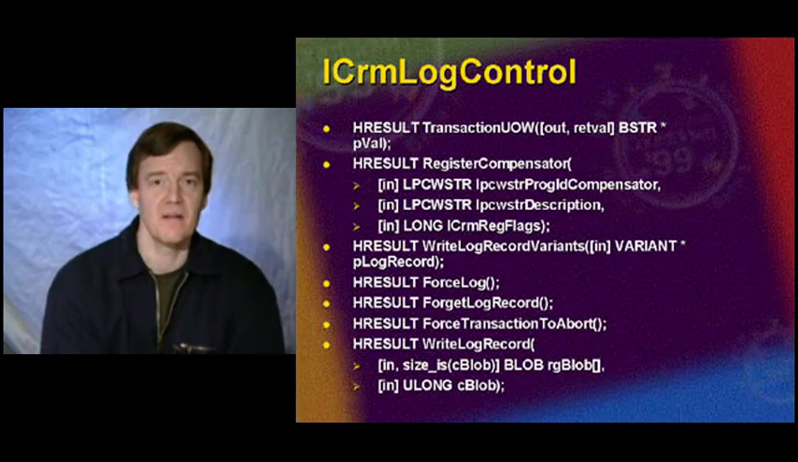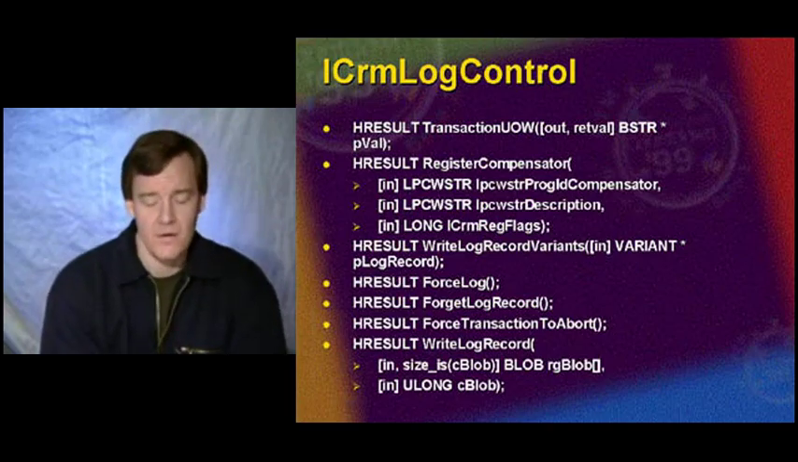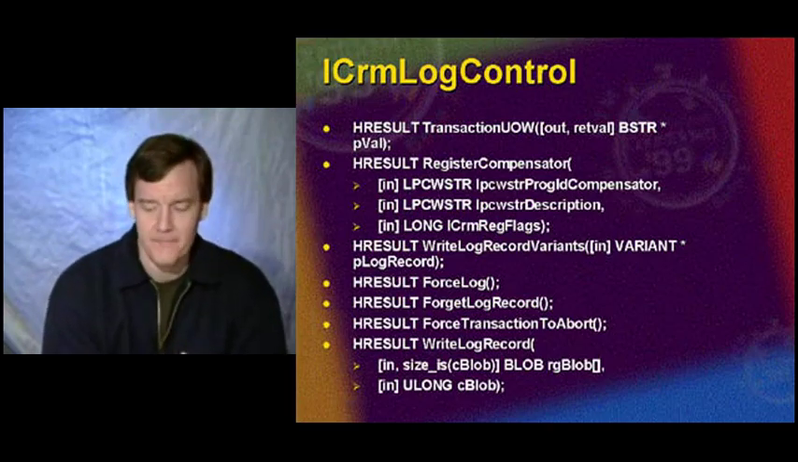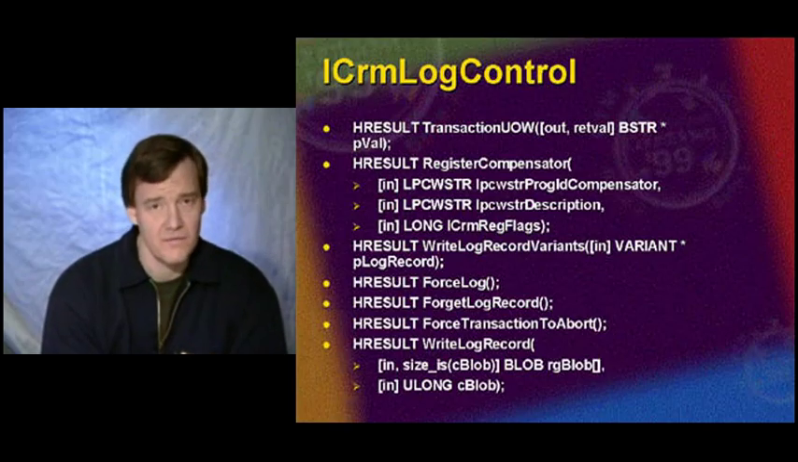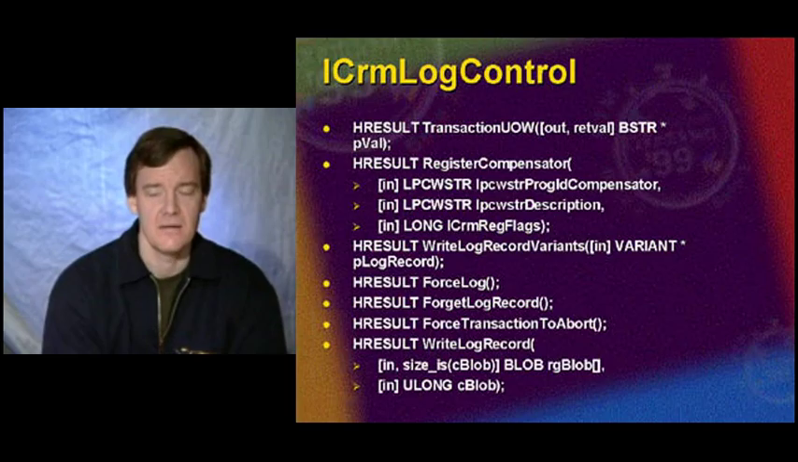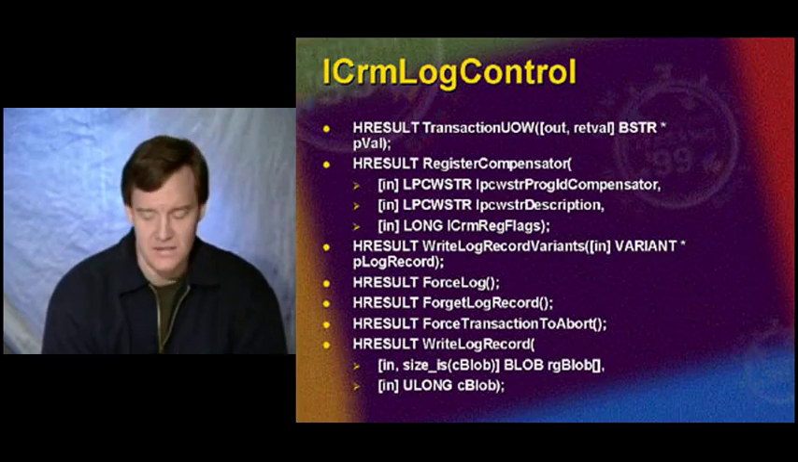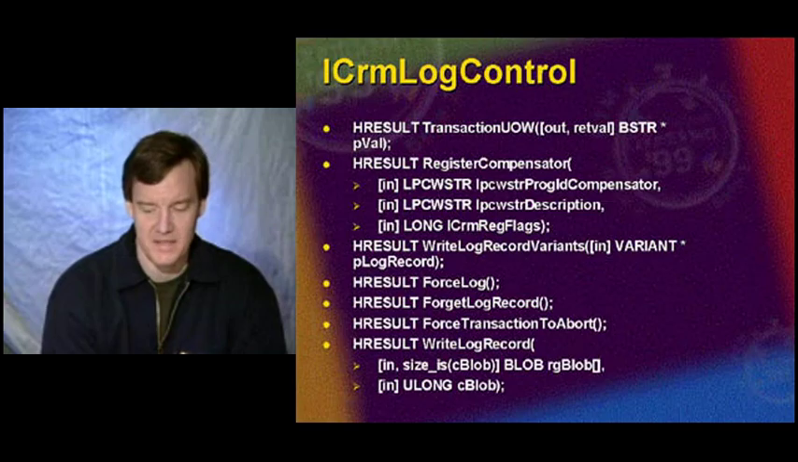Write log record variants is how you give us a log record and tell us to write that to the log. Force log is the method that makes those log records durable on disk. So write log record variants basically just caches the record. It says here's the record to write, but it doesn't actually force it to the disk. And this is a performance optimization.